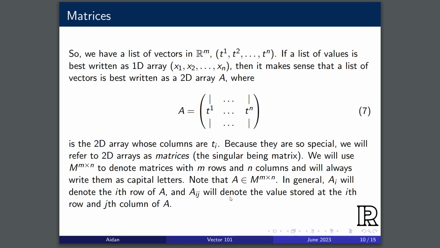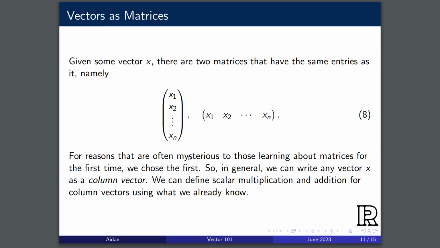Anyway, so we're going to write A_i to be the ith row of this matrix A, and A_ij will just be the entry stored at the ith row and jth column of A. This would be an example of how we write a matrix.